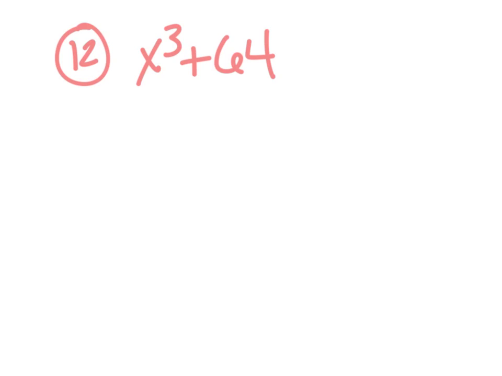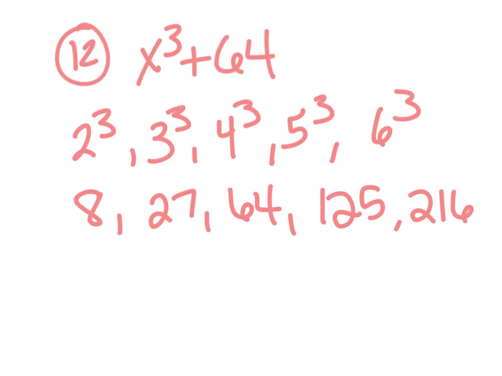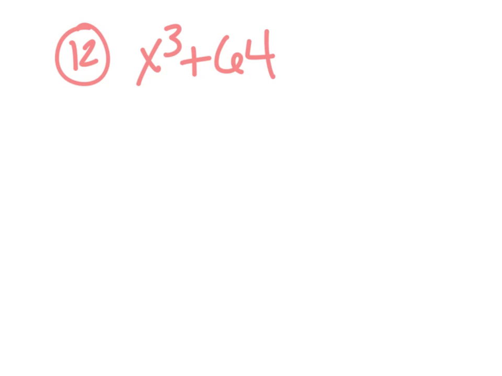You have x cubed plus 64. There's two terms, perfect cubes. How do I know they're perfect cubes? I wrote them out here on the next slide. Here, 2 cubed, 3 cubed, 4 cubed, 5 cubed, 6 cubed. You can see below, you're looking for things that are like 8, 27, 64, 125, and 216. Really, most of the time it's going to be 8, 27, or 64. They don't get too high on these.